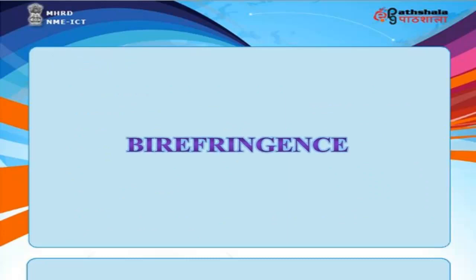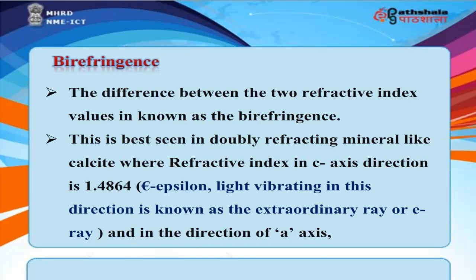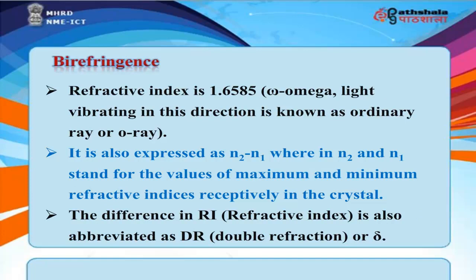Birefringence. The difference between the two refractive index values is known as the birefringence. This is best seen in doubly refracting minerals like calcite, where the refractive index in the c-axis direction is 1.4864, epsilon. Light vibrating in this direction is known as the extraordinary ray or E-ray, and in the direction of the a-axis, the refractive index is 1.6585, omega. Light vibrating in this direction is known as the ordinary ray or O-ray.